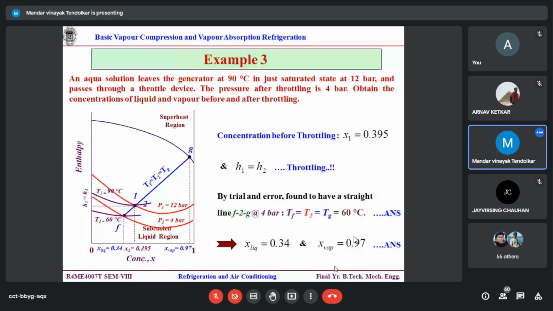0.39. Now that is the same point as 2. 1 is equal to 2. But now the pressure is different. So trace the line for 4 bar, that is 400 kPa. And then assume for F, find out G and check for F to G.